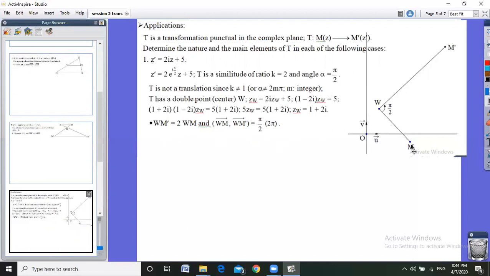In this case, the angle of omega M, omega M prime equals pi over 2, and the length omega M prime equals omega M. Very important remark: the triangle omega M prime M, in this order, is a direct right triangle. Since the angle is strictly positive, you can say the triangle omega M prime M is direct right at omega. Or we can say M prime omega M is also direct right at omega.